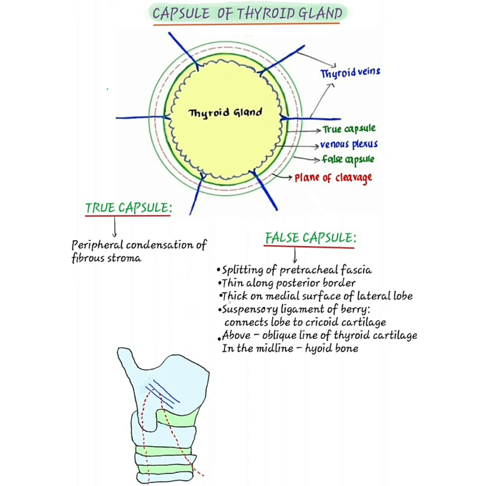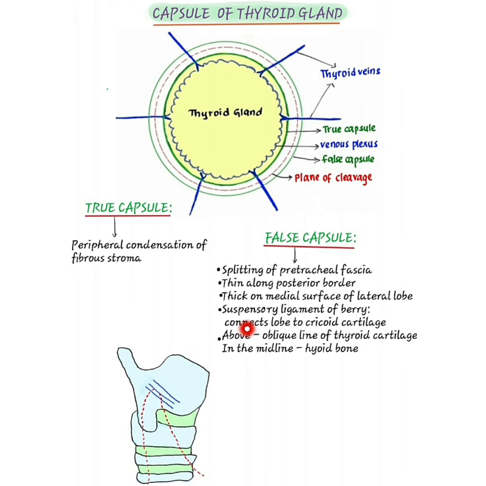False capsule is thick on the medial surface of the lateral lobe. Each lateral lobe has three surfaces: medial surface, lateral surface, and posterolateral surface. The false capsule thickens on the medial surface of the lateral lobe to form the suspensory ligament of Berry.